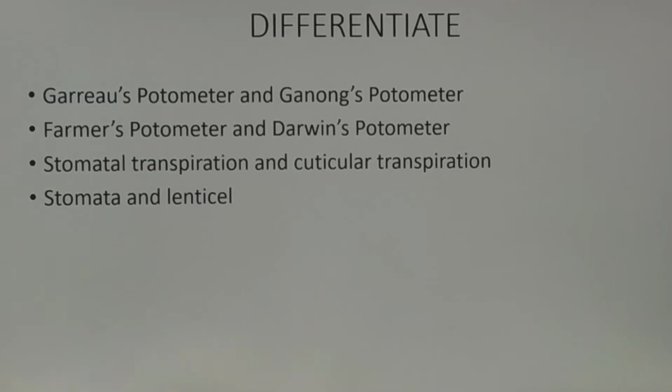Differentiate between stomata and lenticels. Stomata are minute openings which are guarded by guard cells and are present mostly on the upper epidermis of leaves, whereas lenticels are minute openings present on the surfaces of old stems or the barks of old stems. Special openings that are present on the barks of old stems are called lenticels.